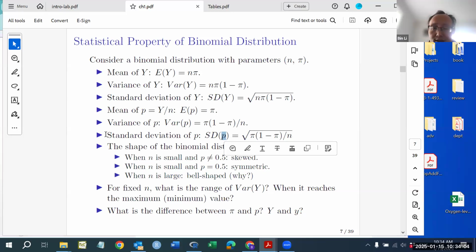So the standard deviation of p is measuring the between-sample variation. That means if we change to a different sample, the p will be different. So it measures the variation between the samples. And this is also called the standard error of p. Okay.